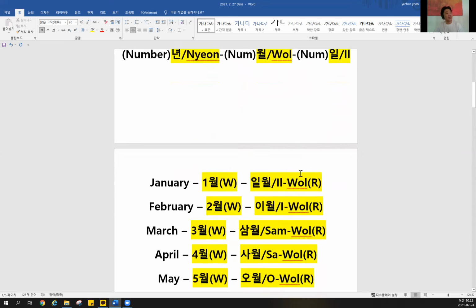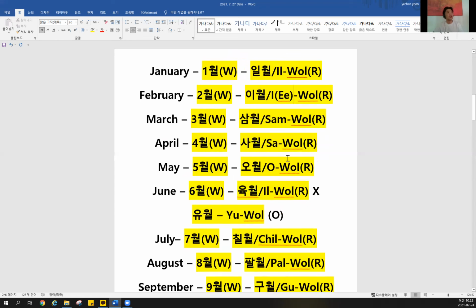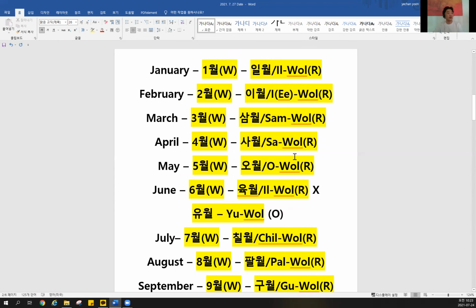All right, there we go, guys. So this is how to write down January through December. Okay, let's start with January. January, we can say 1월. Don't forget, guys, we're gonna be using the Sino version for the reading. How to write it? Just use the number plus 월. This is the month. So month is pronounced as 월.